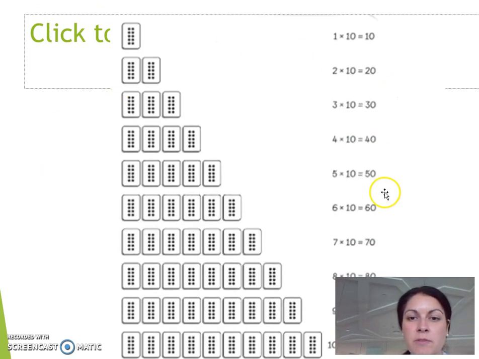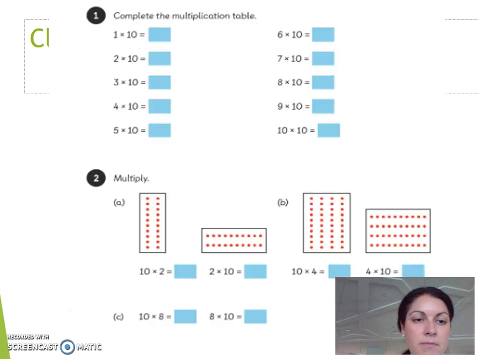So you can see here, we also have been given the children this to help them count in tens. So you can see 1 multiplied by 10 is 10. 2 multiplied by 10 is 20. 3 multiplied by 10 is 30. 4 multiplied by 10 is 40. 5 multiplied by 10 is 50. 6 multiplied by 10 is 60. 7 multiplied by 10 is 70. 8 multiplied by 10 is 80. 9 multiplied by 10 equals 90. And then 10 multiplied by 10 equals 100. Now, they can do this with you if they like. Complete the multiplication table, and they can use the previous slide to help them.